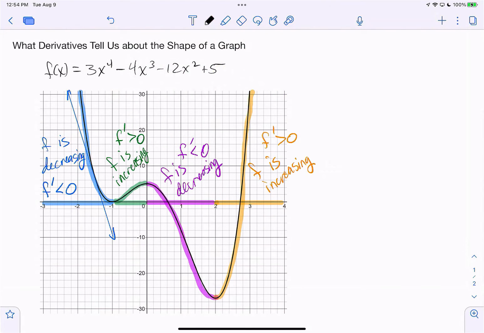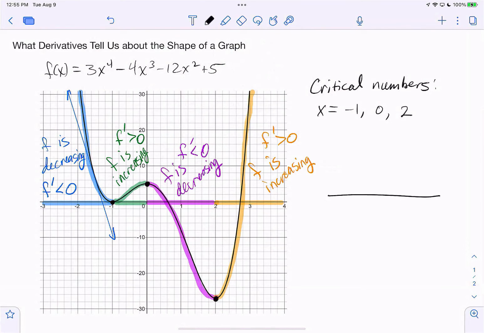Furthermore, we have 3 places where the tangent line is horizontal, or another way to put it is that we have critical numbers at x equals negative 1, 0, and 2. Negative 1 here, 0 here, and 2 here. Looking at, say, a number line with negative 1, 0, and 2 on it. If we look at the graph, to the left of negative 1, we have negative derivatives, and to the right of negative 1, we have positive derivatives.